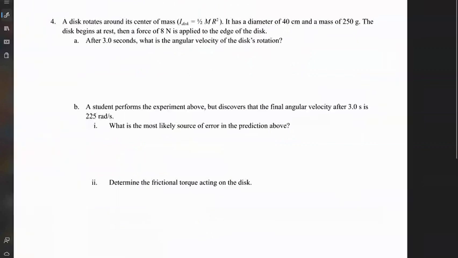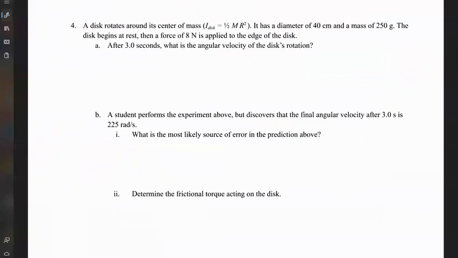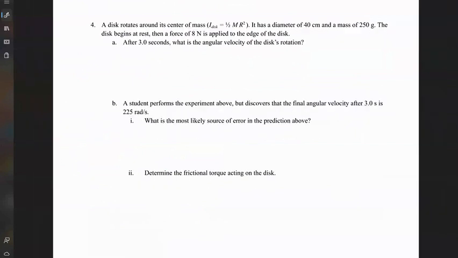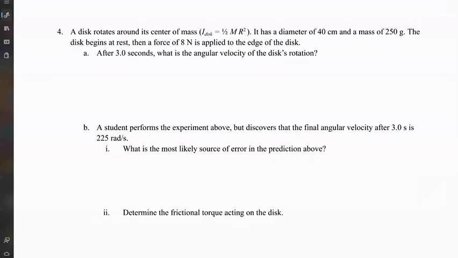We have a disk that rotates around its center of mass. The moment of inertia of a disk is 1/2 mr squared. It has a diameter of 40 centimeters, so 0.4 meters, and a mass of 250 grams, so I'm going to say 0.25 kilograms. So I'm going to start drawing this over here. The disk rotates around its center.